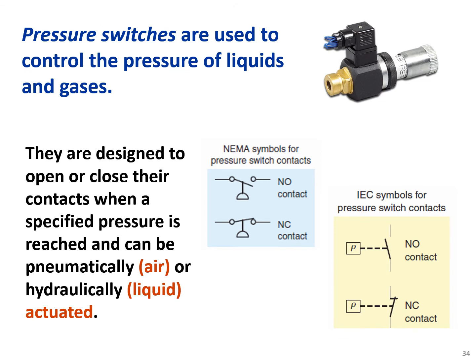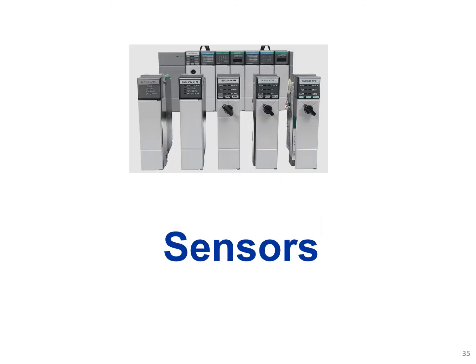Pressure switches are used to control the pressure of liquid or gases. They are designed to open or close their contacts when a specified pressure is reached and can be pneumatically or hydraulically actuated. So here we have a normally open contact, normally closed contact. These are all pressure switches. This is a NEMA switch. This is IEC switches. Okay, so you see how they represent the pressure switch.